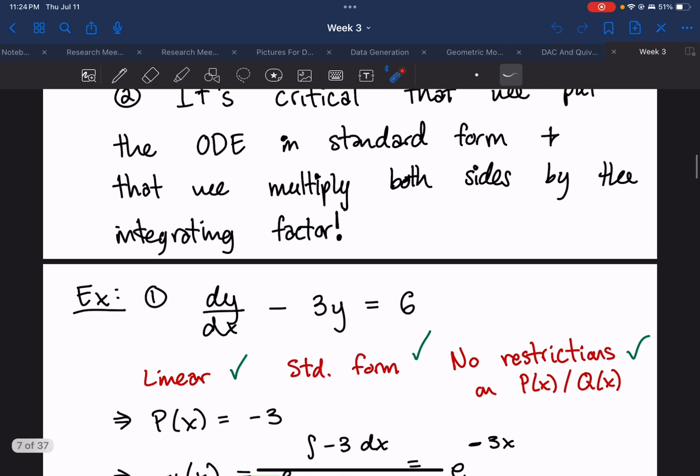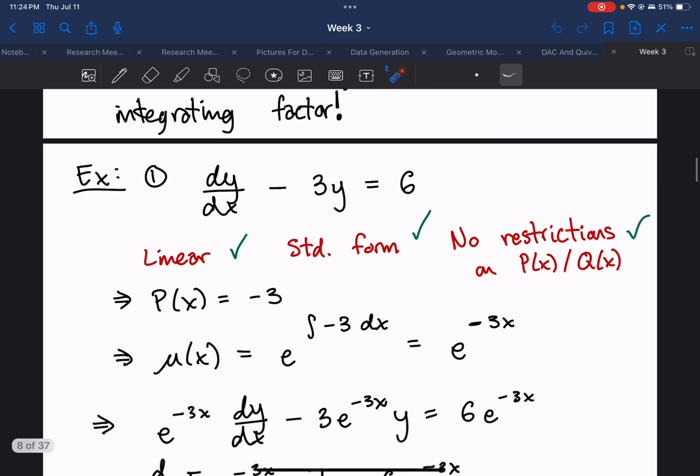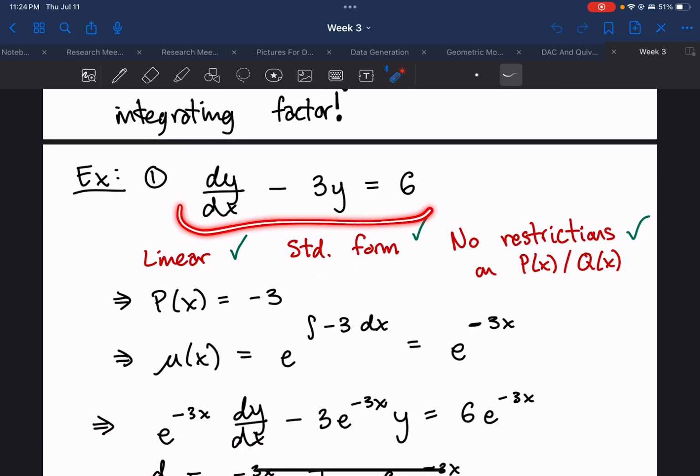Let's do an example. Okay, here we are. Here's our differential equation: dy dx minus 3y equals 6. First of all, is this linear? I'm seeing a dy dx to the first power. I'm seeing a y to the first power. I'm not seeing any other y's multiplied.